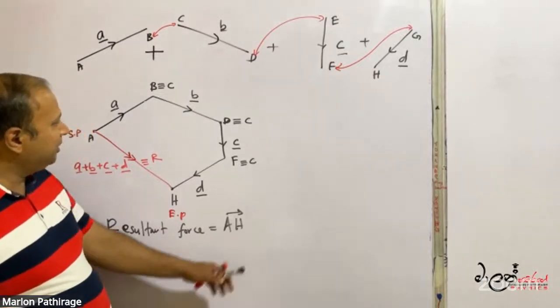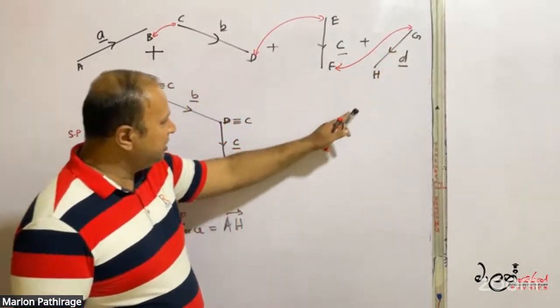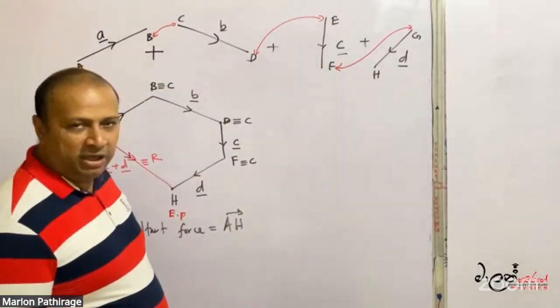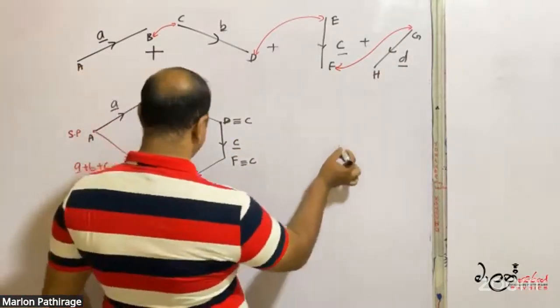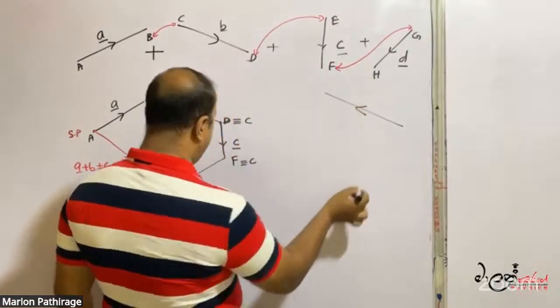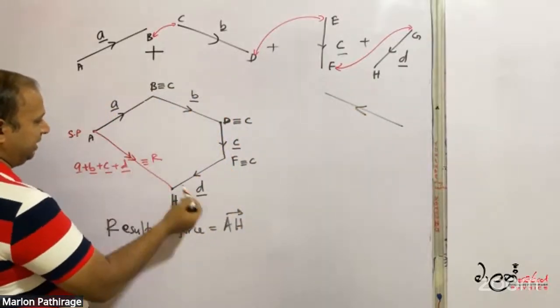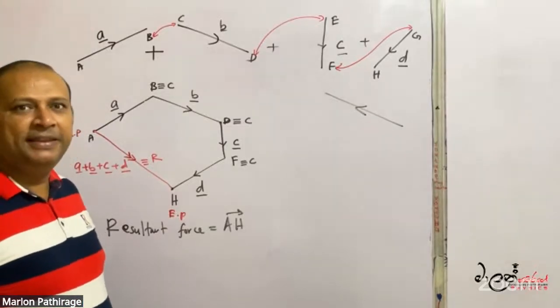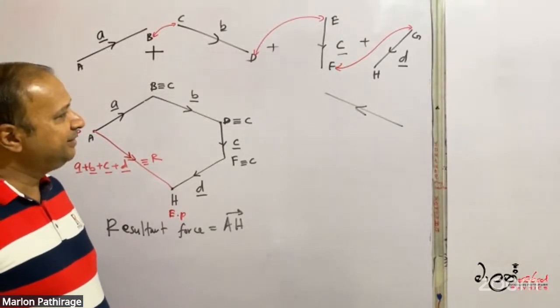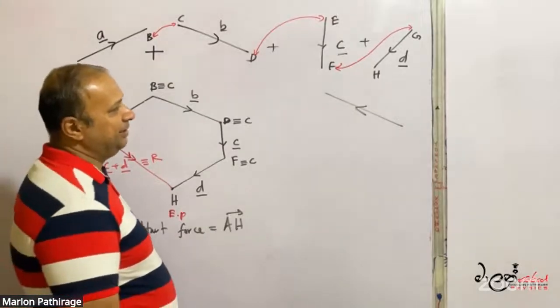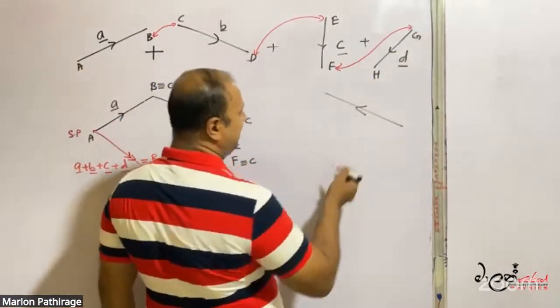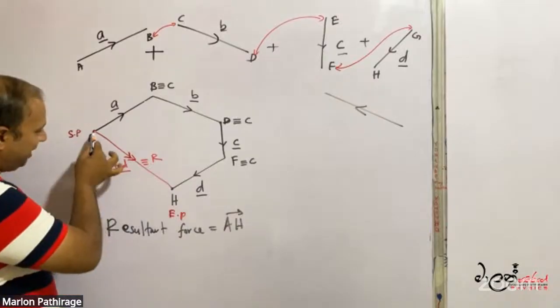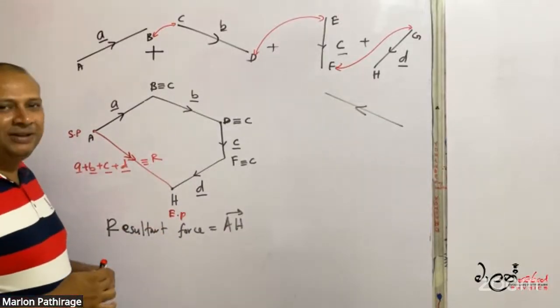Now here, if the GH vector is in this direction, and it is equal to FA, then what will happen? Now this vector is in this direction. Therefore, definitely you will have a gap.